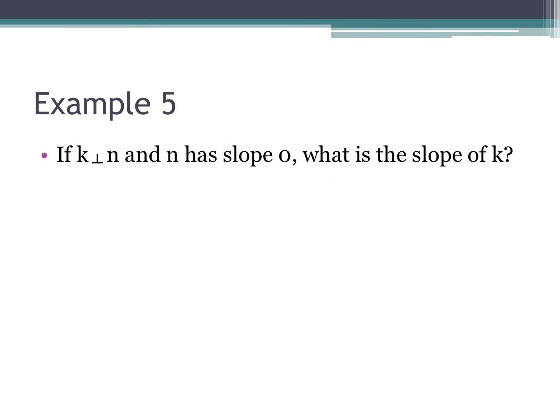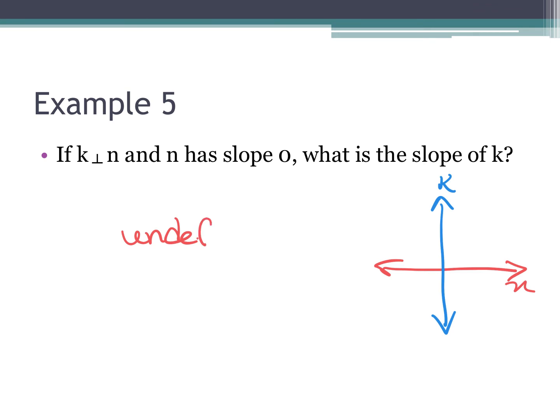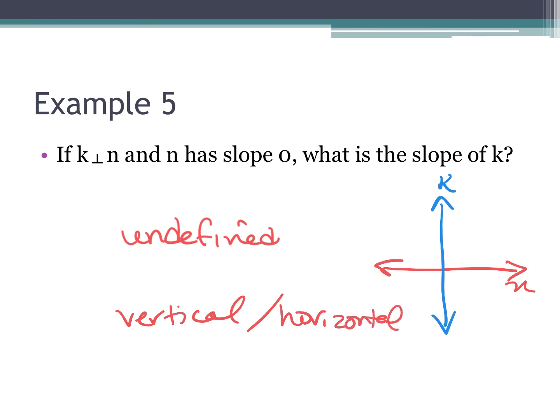Let's try the next one. If K is perpendicular to N and N has a slope of 0, what is the slope of K? So again, here's N. It's got a slope of 0. In order to be perpendicular, K's got to look like this. What is the slope of a line that looks like that? Undefined. Good. So this one, K would be undefined. Always remember that a vertical line and a horizontal line together are always perpendicular. So a 0 slope and an undefined slope together are perpendicular.